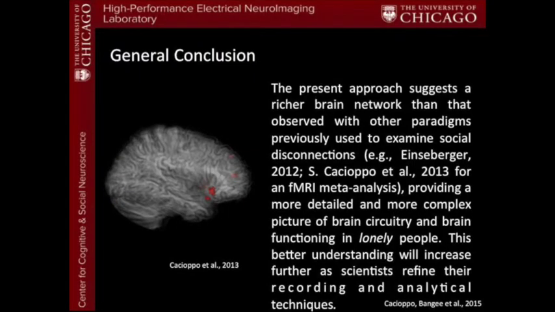The estimated regions of brain activation need to be validated in statistically well-powered fMRI studies, but the present results suggest there were a greater number of evoked brain microstates and a much richer spatial and temporal sequence of regional brain activation than hypothesized and than observed in prior research. This better understanding will increase further as scientists refine their recording and analytical techniques.